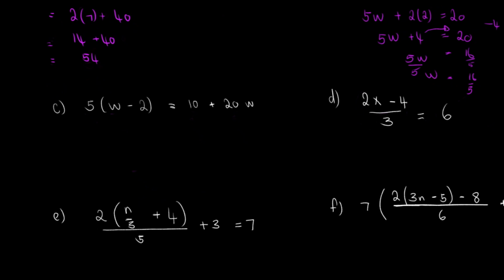Well, for the next one, we might be tempted to multiply the 5 into the parentheses. But what I can actually do is just divide this equation by 5, but then I need to divide every single expression by 5, right? So if I divide by 5, these two cancel each other out, so I'm left with w minus 2. 5 can go into 10 twice, and 5 can go into 20 4 times. Now I need to group.